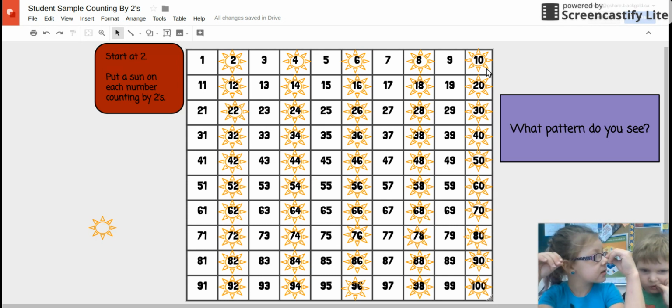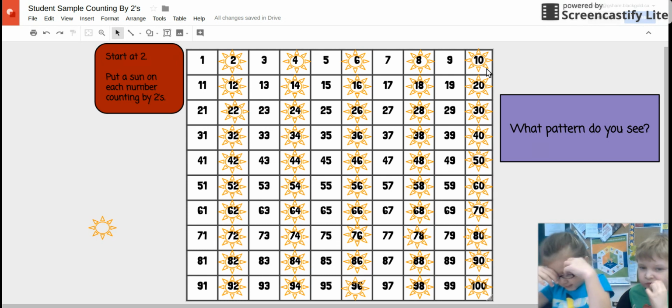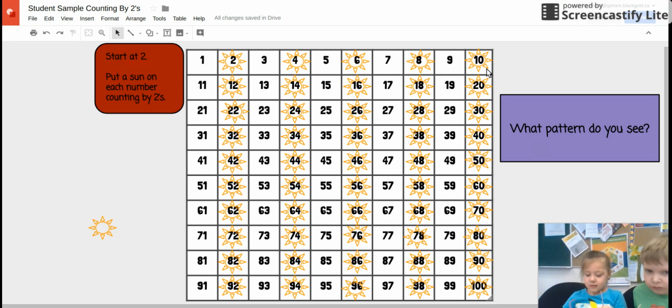Okay. Can I just clean my glasses? Of course. Because they're pretty messy. Anything you want to add while she's thinking?